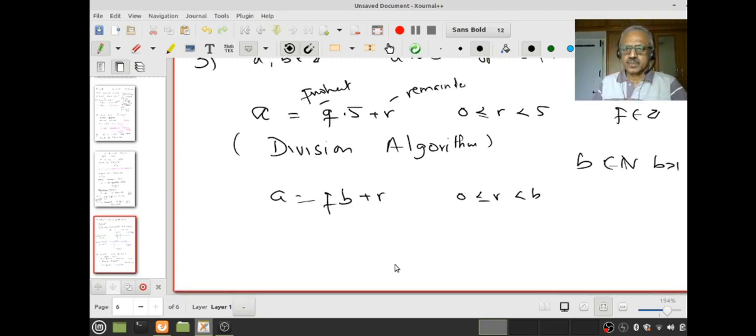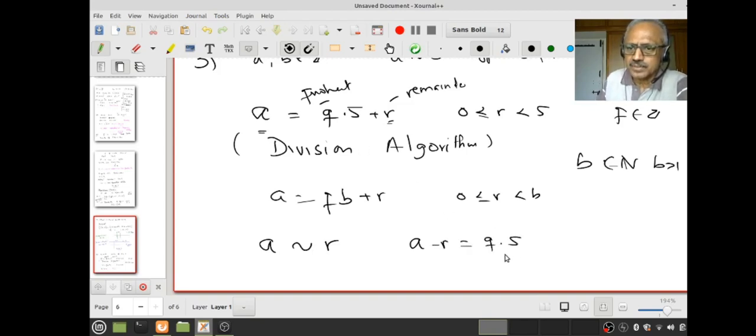Now this makes it very interesting. You give me A, I write it this way, and this is unique. What does it mean? If you write A equals Q1 times 5 plus R1, then Q1 must be Q and R1 must be R. It's unique. That's another interesting thing. The whole statement is called the division algorithm. Now look at A. Something very interesting happens. This A is related to this R, where R is like this. Why? What is A minus R? By construction, it is Q times 5. Therefore, A is related to R. You understand? Now, do you find something very interesting?